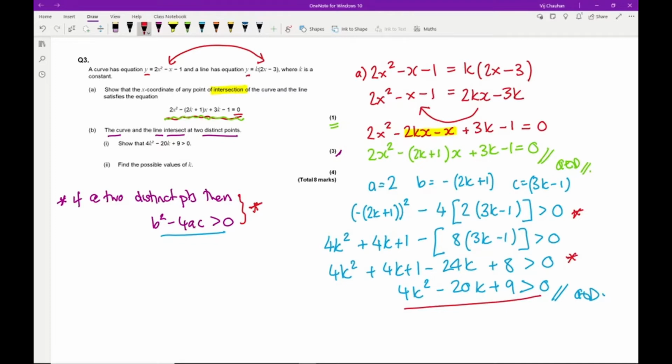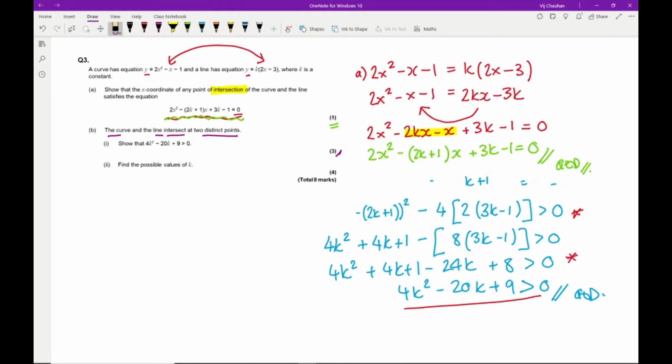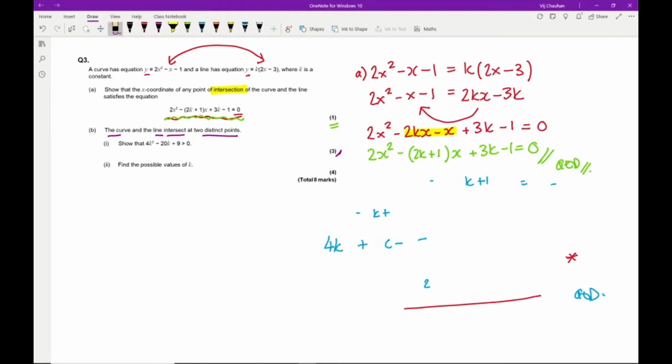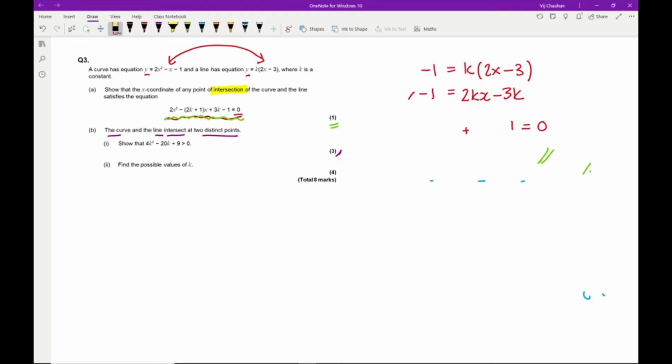Now in terms of question B(ii), so find the possible values of k, what we now need to do is solve the above quadratic. So let me just create a little bit of space from this. Right, so looking at B(ii), I've got 4k squared minus 20k plus 9 is greater than 0. So what I now want to do is solve this quadratic equation.